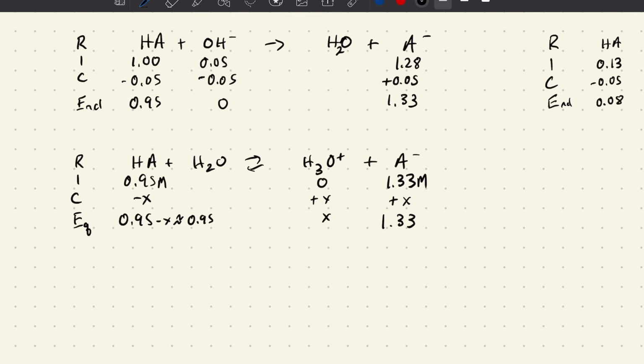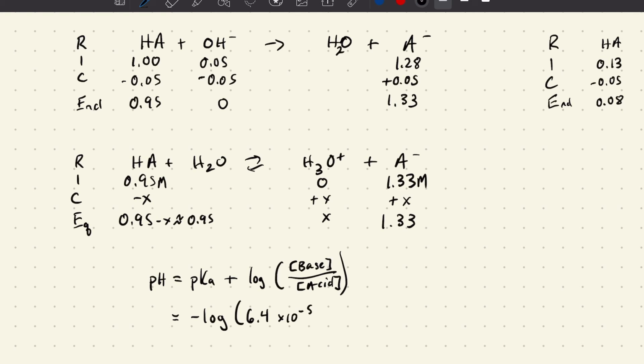So now I can just plug that into Henderson-Hasselbalch. I'm doing the negative log of Ka for that, just to get that value. So when I do this, I get 4.33995.